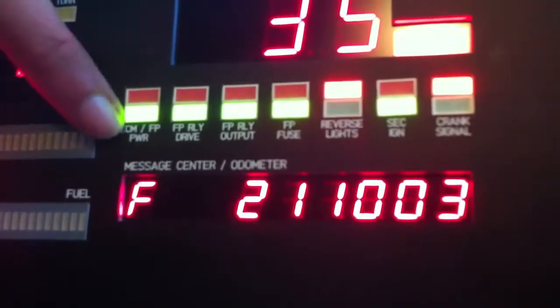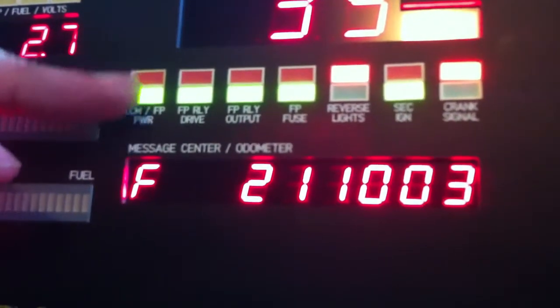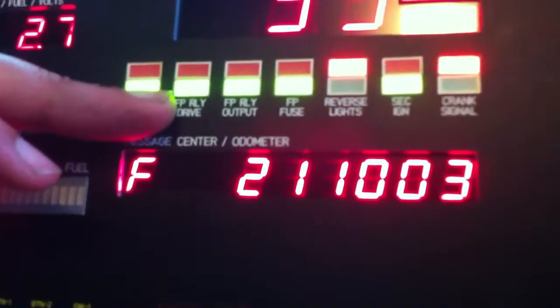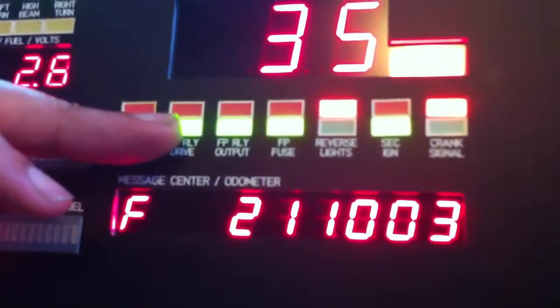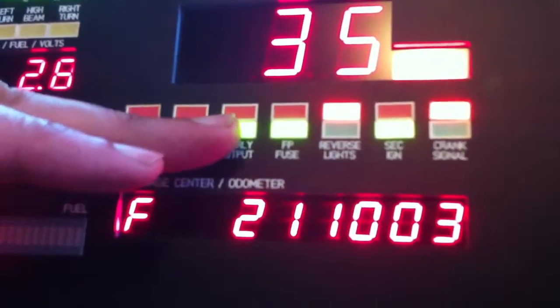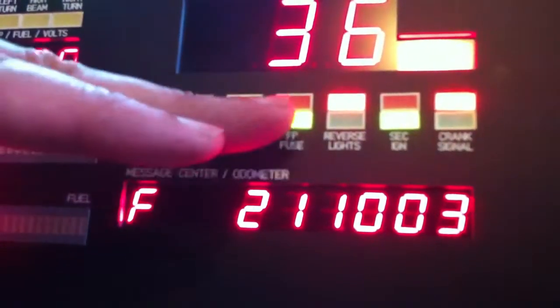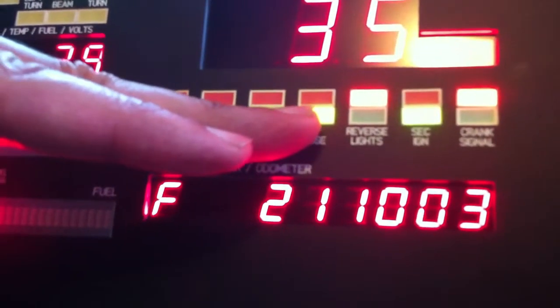The first LED indicates whether power is being applied to the engine's ECU. The second one indicates whether the ECU is applying its drive to the fuel pump relay. The third one indicates whether there is an output from the fuel pump relay, and the fourth one indicates whether that output is actually getting to the fuel pump itself via the fuse.